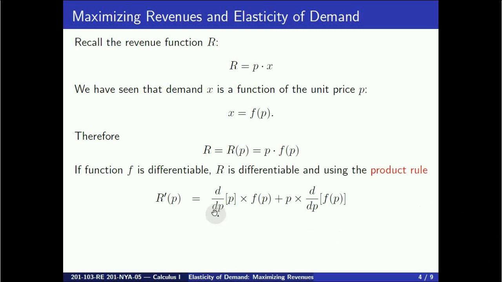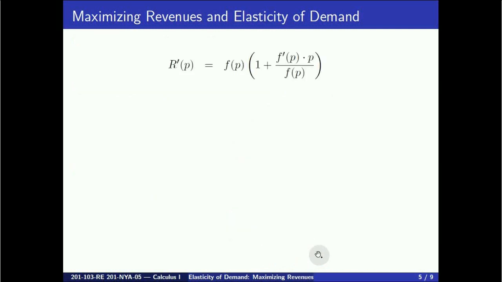Therefore, we differentiate with respect to the variable P, and R prime of P is equal to the derivative of P times f of P plus P times the derivative of f of P. This gives 1 times f of P plus P times f prime of P. To see where elasticity of demand comes into play, I will factor out f of P, and in the bracket is what we get by dividing both terms in the previous expression by f of P. Now, adding is the same as subtracting the opposite, and in red you will recognize the expression for the elasticity of demand. Therefore, R prime of P is the demand f of P times 1 minus the elasticity of demand.